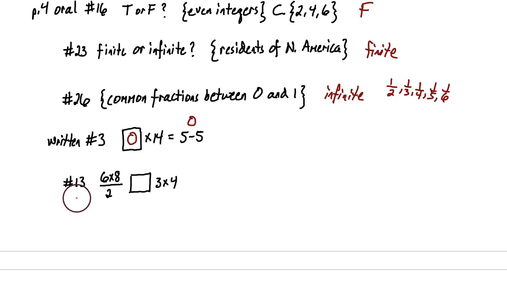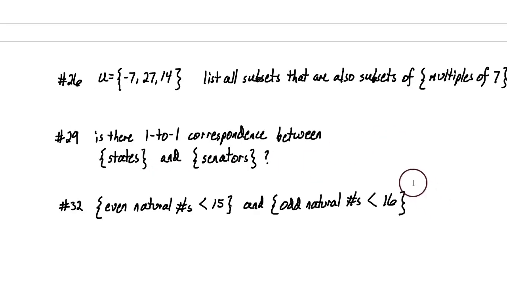Next, number 13. What do you put in for the box? 6 times 8 is 48. 48 divided by 2 makes 24. On the right side, 3 times 4 is 12. So we don't want to put an equal symbol in the box. We either need to say that 24 is not equal to 12, or we could say 24 is greater than 12. Either is fine.